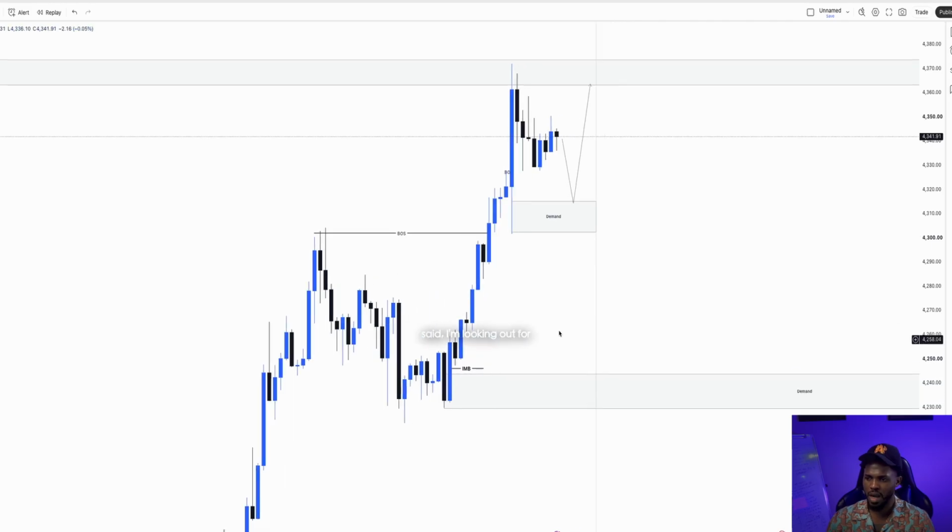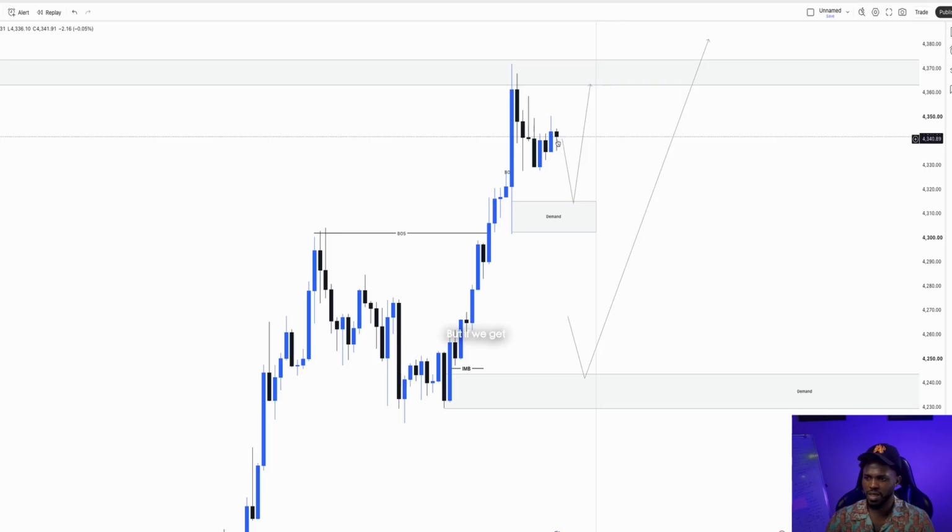So like I said, I'm looking out for these two zones to see how price reacts from here and also reacts from here. If this resistance is holding, then I'll see price coming to this place and dish out that buy upon confirmation from here.